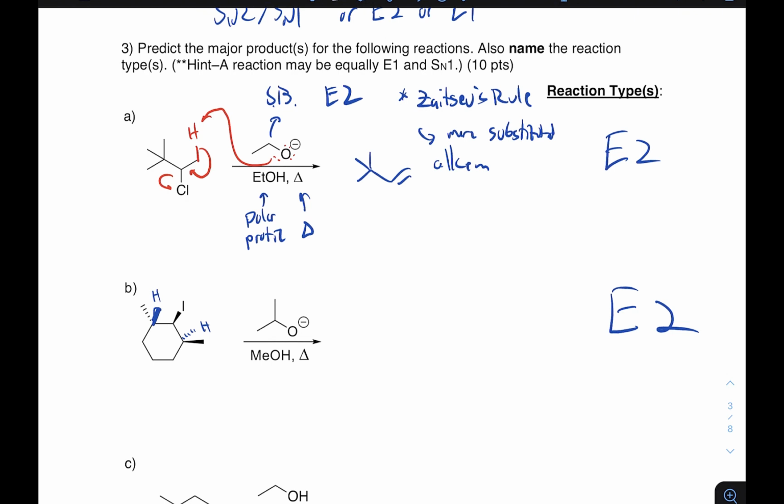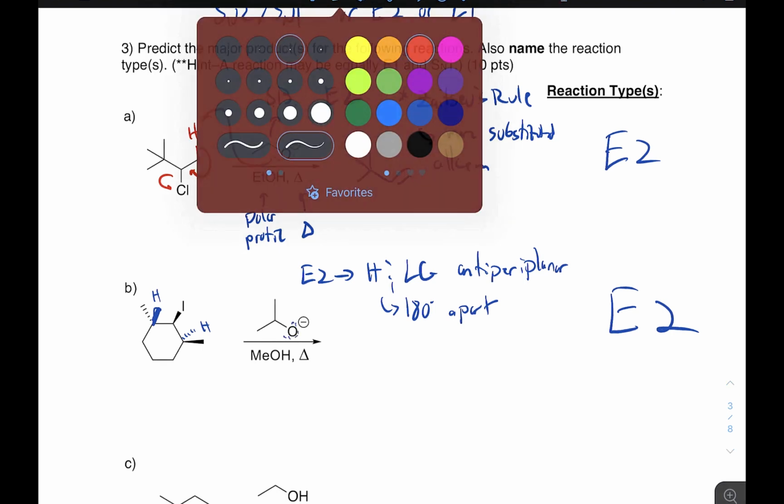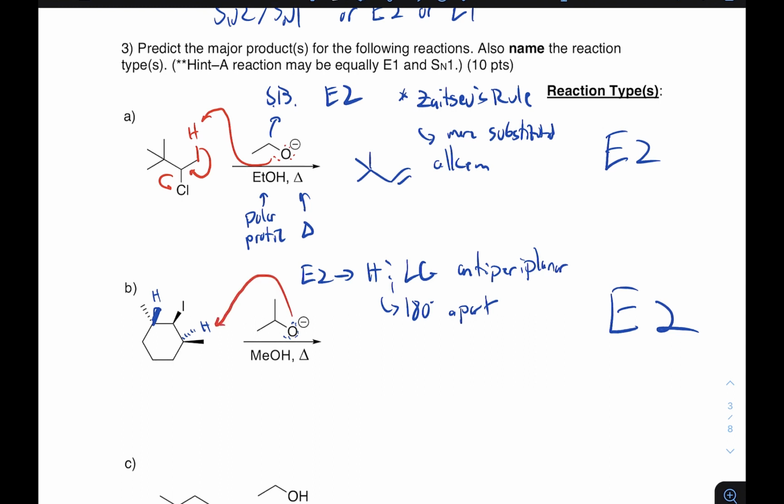What's important here is for E2 reactions, the hydrogen and leaving group must be anti-periplanar. They must be 180 degrees, that dihedral angle, apart. As we can see here, the only hydrogen and leaving group that are like that are these two: the iodine on the wedge coming towards you, and the hydrogen going away from you. So this allows the strong base to take that hydrogen and have these electrons fall like a domino and remove the iodine.